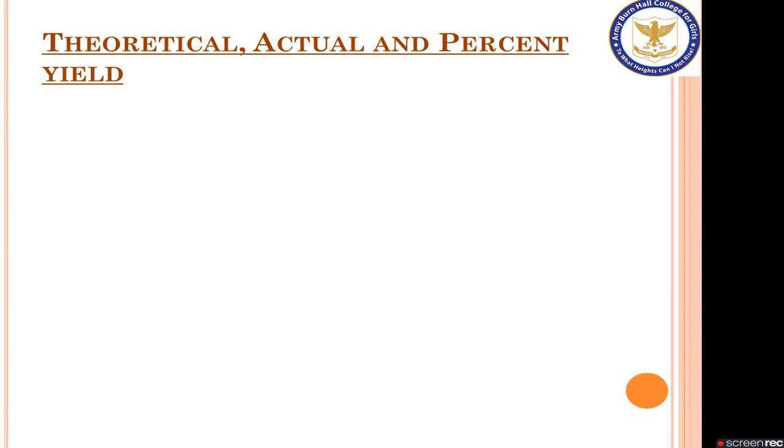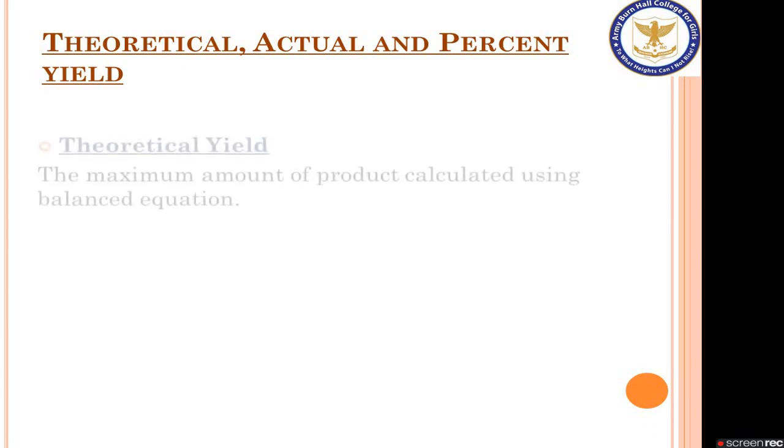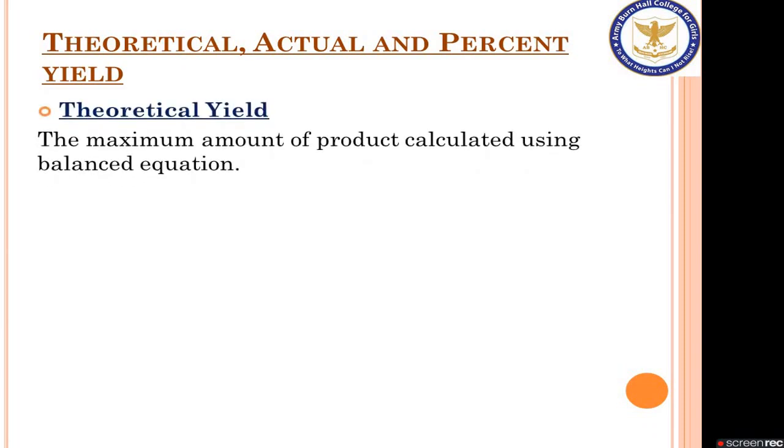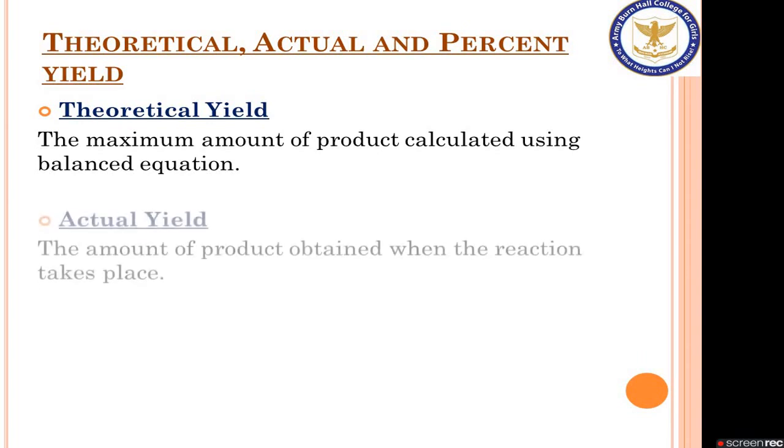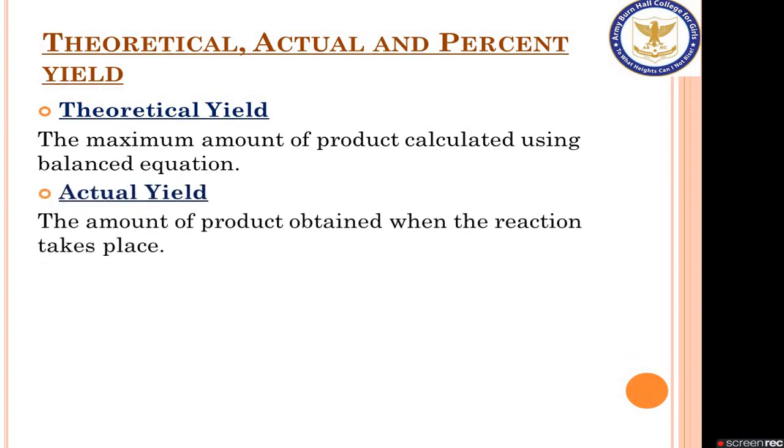Theoretical yield is the amount of the product which we can calculate by the balanced chemical equation. And the actual yield is the amount of the product which we obtain by the experiment when the reaction takes place. So we can define both in this way: the theoretical yield is the maximum amount of the product calculated using the balanced equation, and the actual yield is the amount of the product obtained when the reaction takes place. And the last one we have is percent yield.